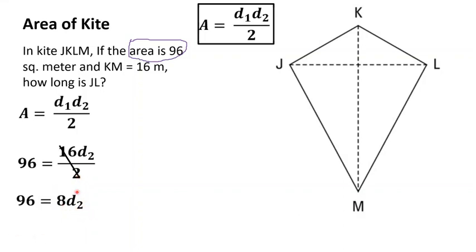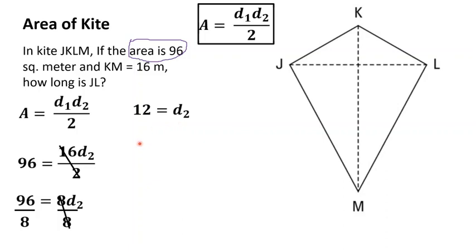And then we are almost done. We just have to remove 8 so that D2 will be isolated, or it will be alone. So we're going to divide both sides by 8. So divide 96 by 8 and 8 D2 divided by 8 or D sub 2. So we can cancel now 8 and then what will remain is D sub 2. So we just have to simplify 96 divided by 8. So the answer will be 12. So 96 divided by 8 is 12, which is equal to D sub 2.